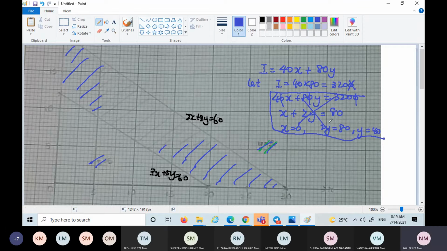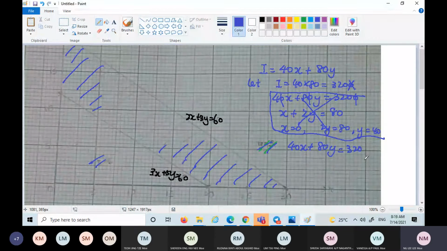Okay, so we start over again. Now it becomes 40x + 80y = 320 only. Don't want the 3,200. Okay, now do again. Divide by 4, divide by 4, divide by 4.